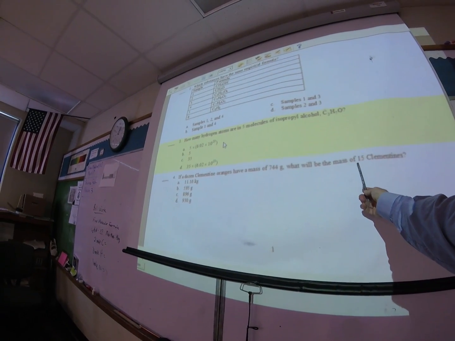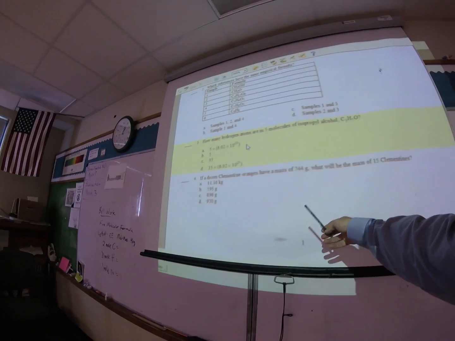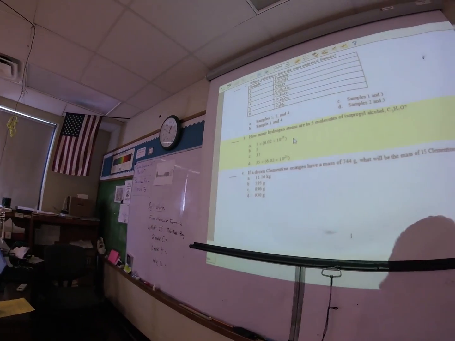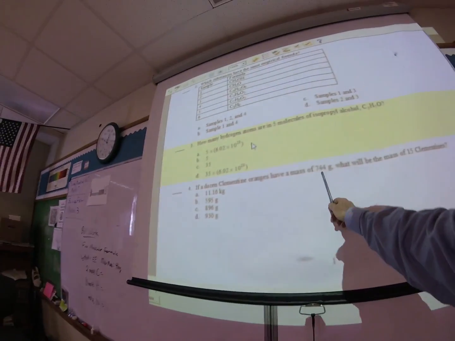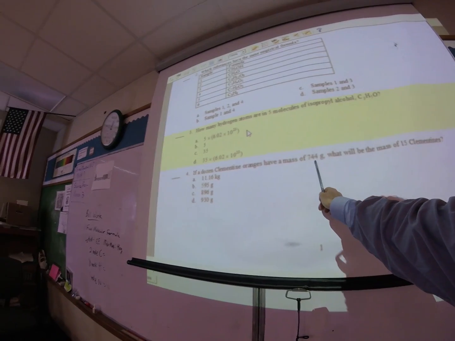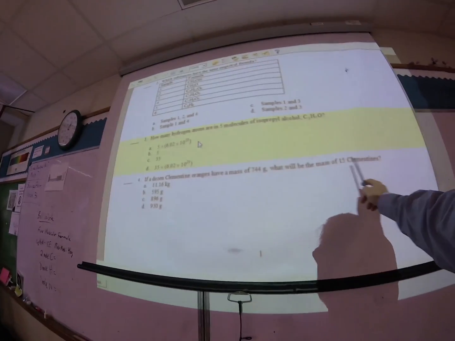Well, what you're going to do, you're going to take 15 D. You're going to first take a dozen and divide it by this, then multiply times 15. So a dozen is this mass. Everybody understand that? So 12 divided by 744. Take that answer, multiply times 15.